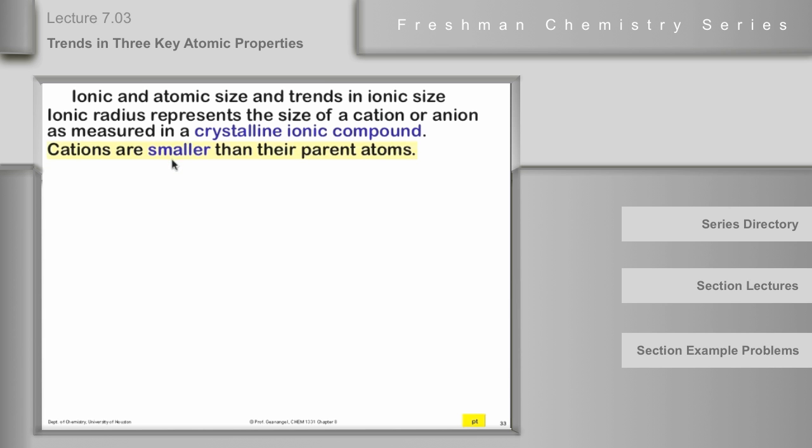Why? Well, because if it's a cation, it has more positive charges than negative charges. The atom has an equal number of positive charges and negative charges. The cation has more positive charges. So what do you think that's going to do to the electron cloud? Going to squeeze it down, make it smaller. So cations are smaller than their parent atoms.